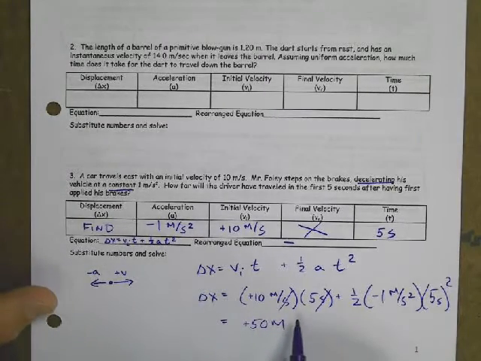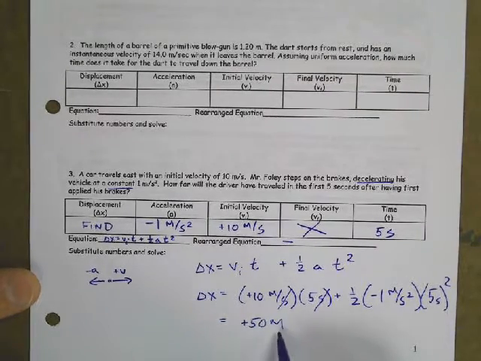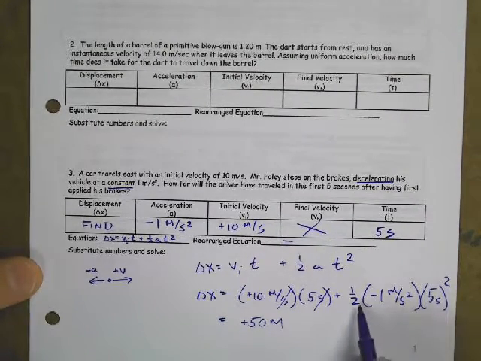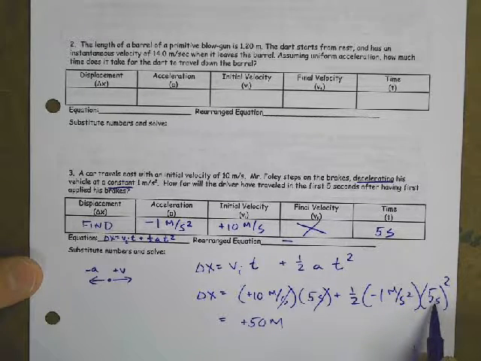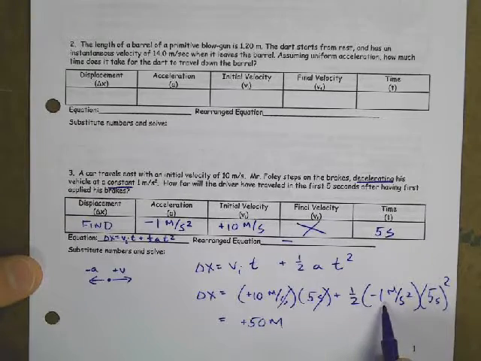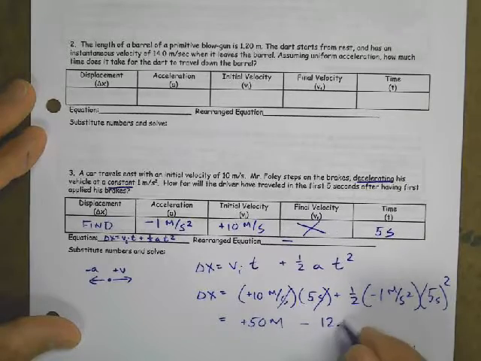It's kind of like if Foley was just driving at a constant velocity and he didn't do anything else, he would go 50 meters, right? Because 10 times 5 gives you 50. So that's actually part of our solution, is calculating how far would he go if he didn't accelerate at all. Okay. Now we have to also kind of modify that by adding in this other term, right? So over here I've got 1/2 times -1 times 5 squared. Now 5 squared is 25 times -1 is -25, and half of that is minus 12.5.